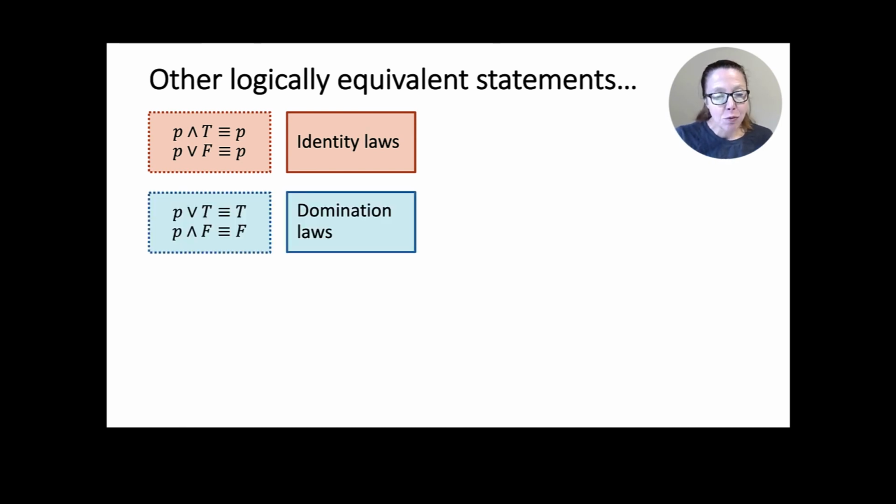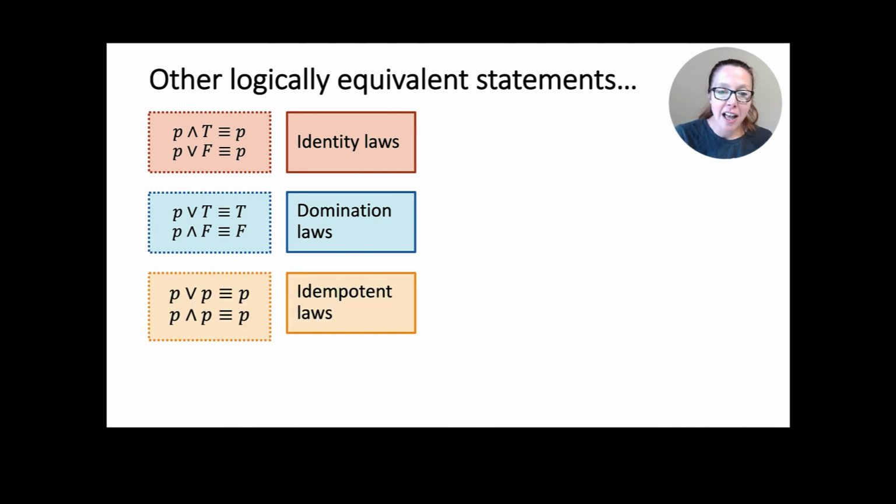Domination laws. If we have a disjunction where one of them is true, because we only need one to be true, we don't even have to care about P. P or something true is always true. And P and something false, because we need them both to be true for that conjunction to hold, this is always false. We also have idempotent laws. So if we have either the disjunction or the conjunction, P or P, and P and P, because they have the same value, we can just say that's equivalent to P on its own.